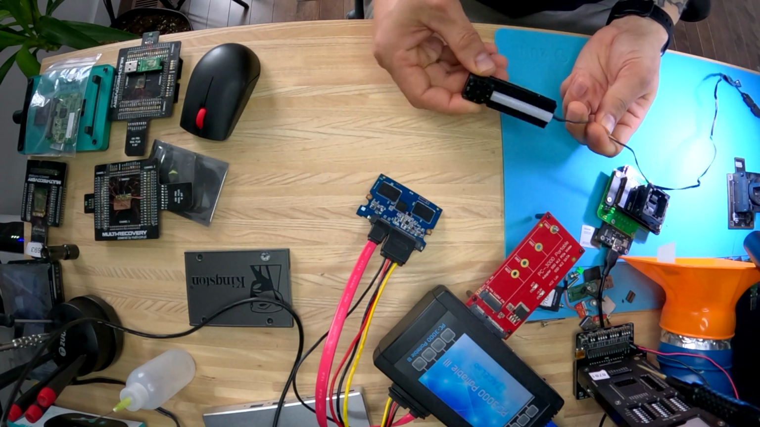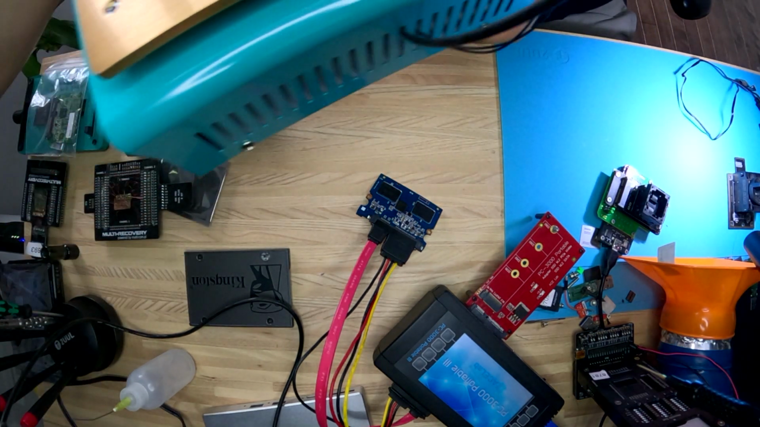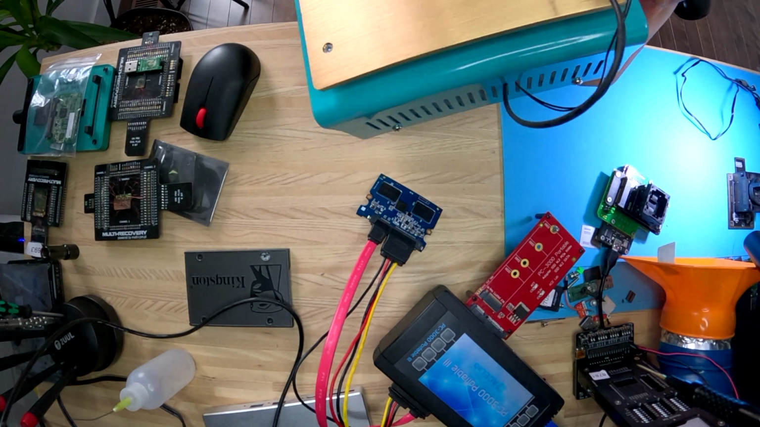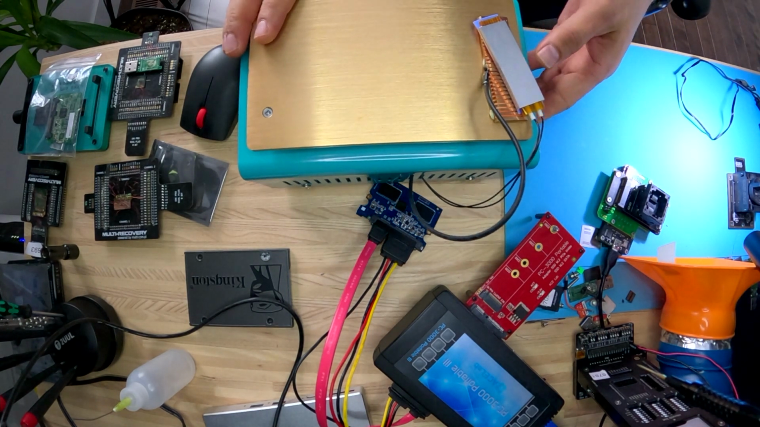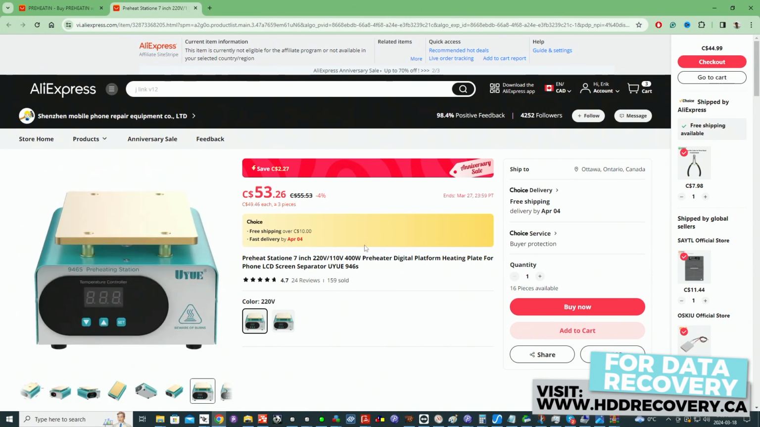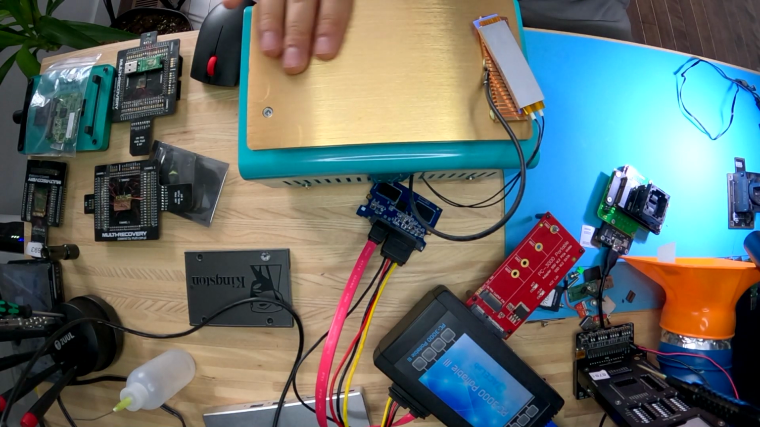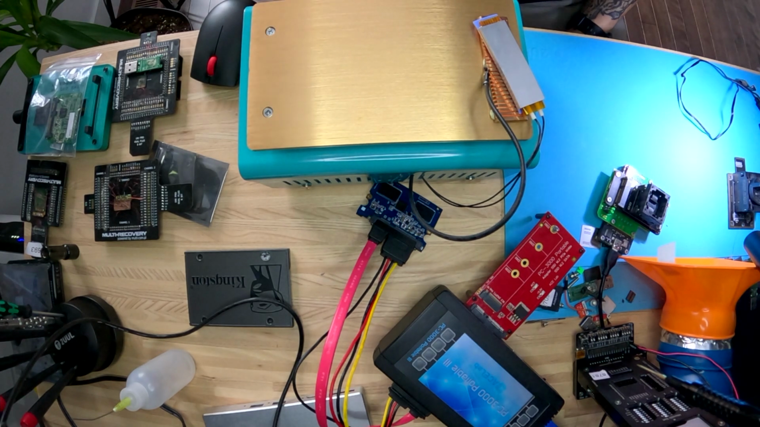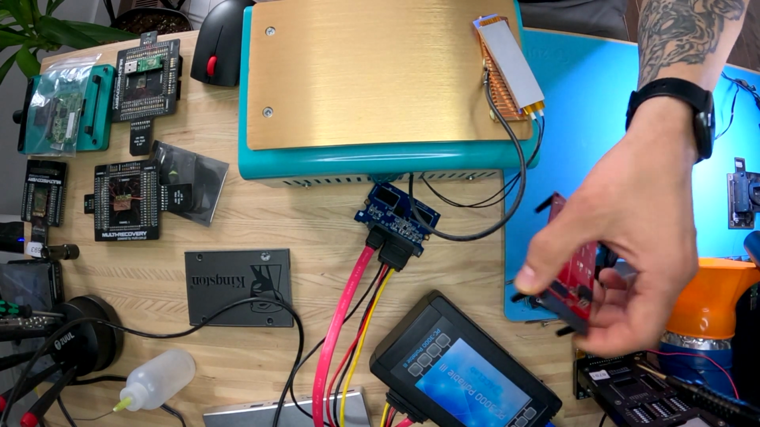This is a fairly inexpensive preheating station. I picked it up on AliExpress, nothing fancy. This station here is about $53 Canadian. At first I thought I was going to use it in this form. I toyed with the idea of, well, how am I going to use it on NVMe devices?